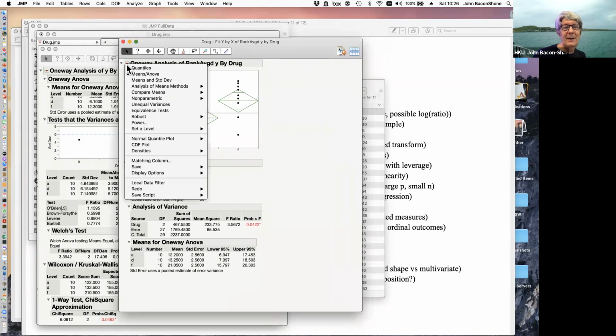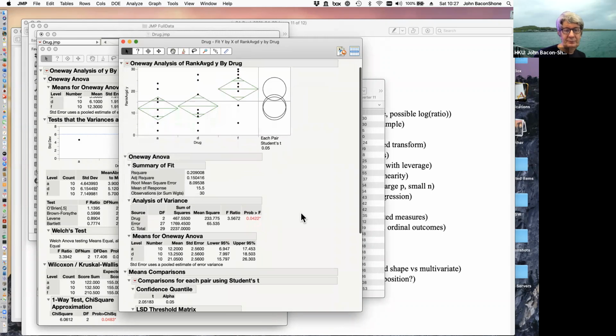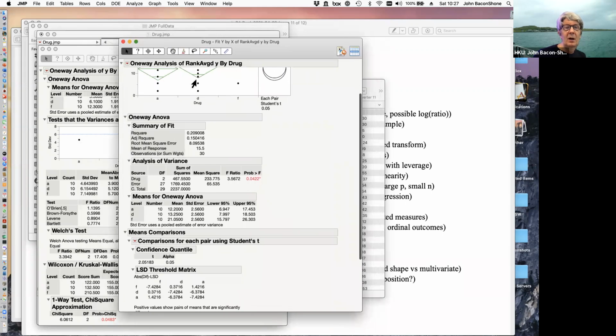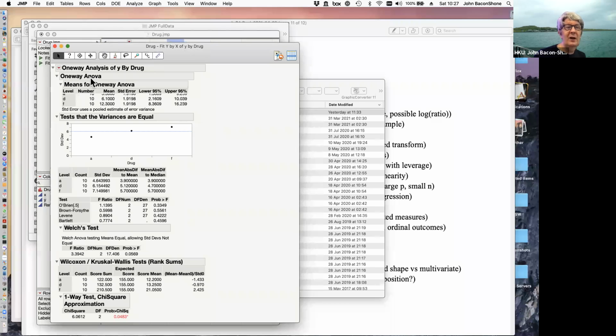So let's think about it for a moment. We actually want to do comparisons. We want to compare the means. So you might say, well, I can just do all the student t-tests. If I do all the student t-tests, oh, this is on the rank one. Let me go back and do it on the y values to start with.